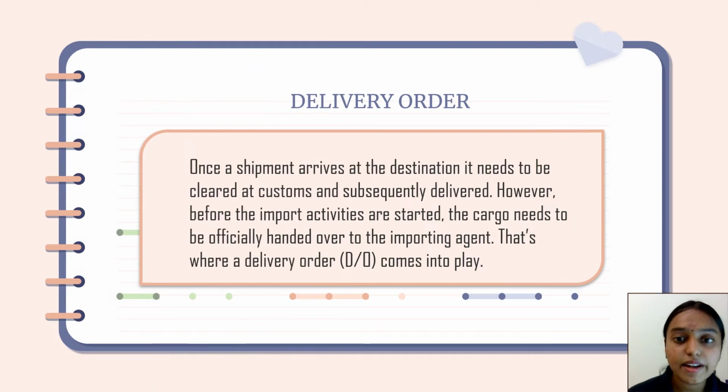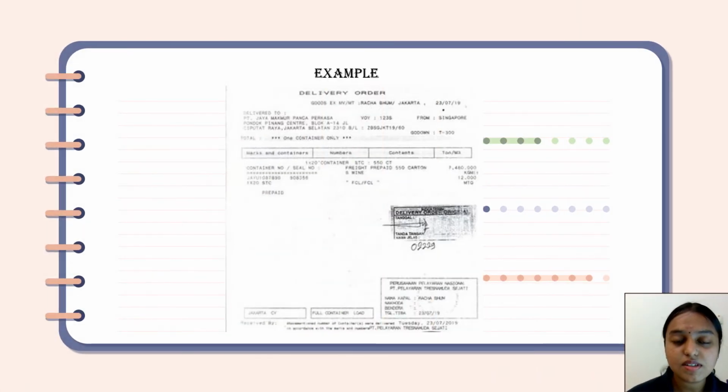Next is delivery order. Once a shipment arrives at the destination, it needs to be cleared at customs and subsequently delivered. However, before the import activities are started, the cargo needs to be officially handed over to the importing agent. That's where a delivery order comes into play. This is an example of delivery order.